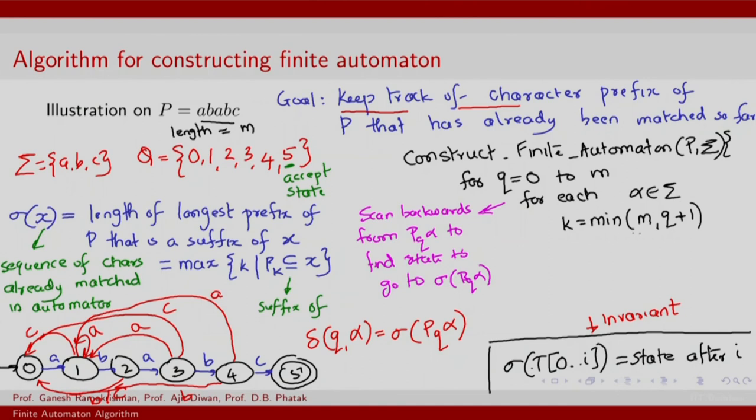lead me to. So, as we can see here, when q equaled 3 and when alpha equaled b, our desired destination was 4, and therefore q plus 1 is important. So k is min of m and q plus 1. Of course, if q plus 1 itself has overflown, we can only do with m.